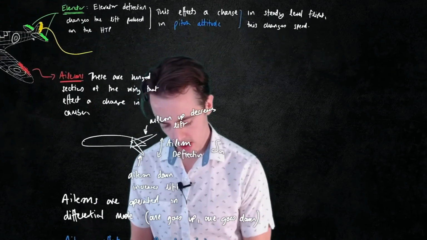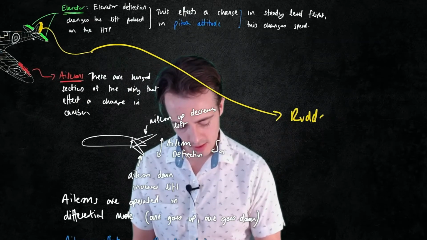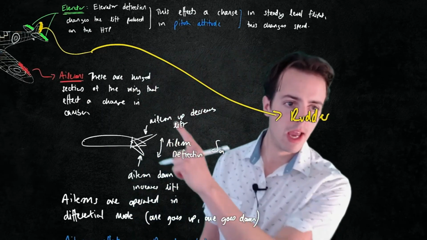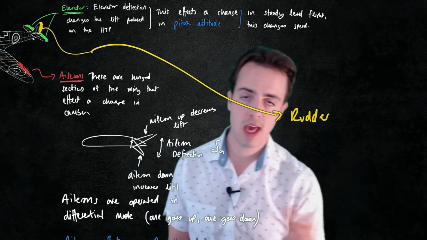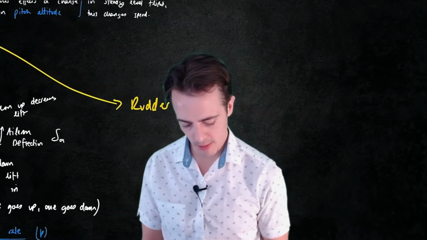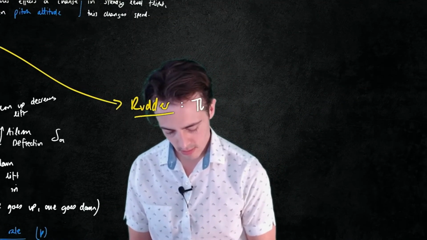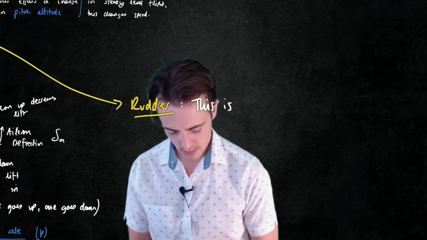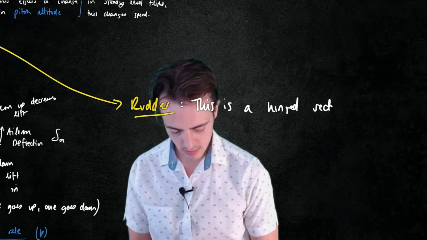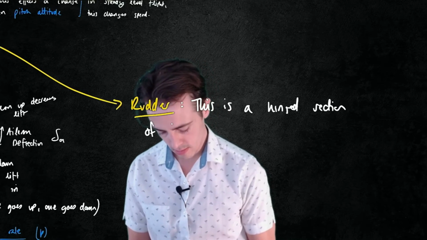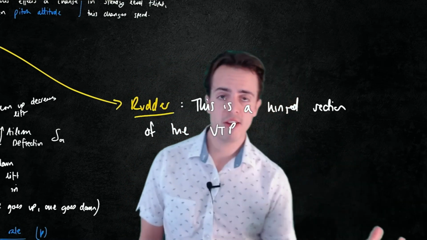Let's go over here. And in fact, you'll notice I said the ailerons are hinged sections of the wing, so is the elevator. The rudder is very similar. It's normally just a hinged section of the vertical tailplane or vertical stabilizer. VTP, vertical tailplane. Very, very similar thing happens.